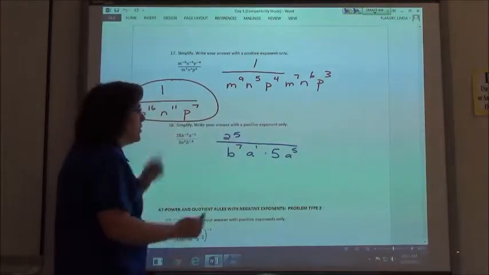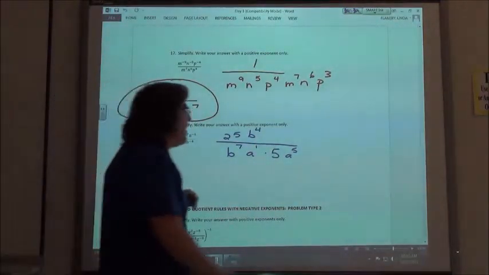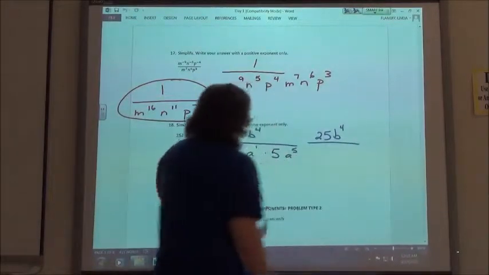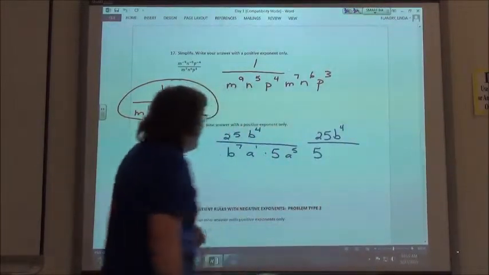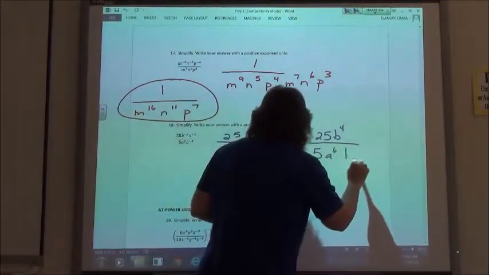But the b to the 4th is going to move up to the top. So I have 25b to the 4th up on top. On the bottom I have 5. I'm going to get a to the 6th and b to the 7th.